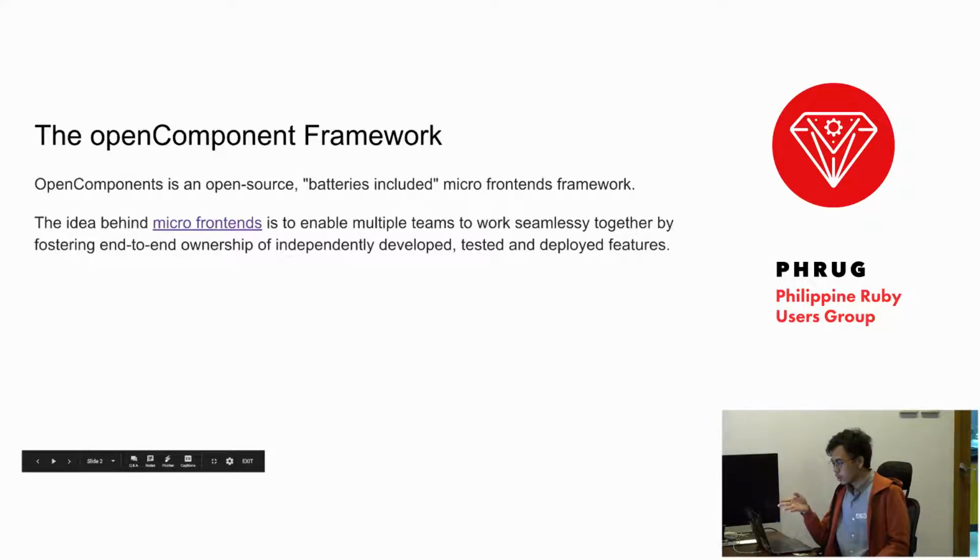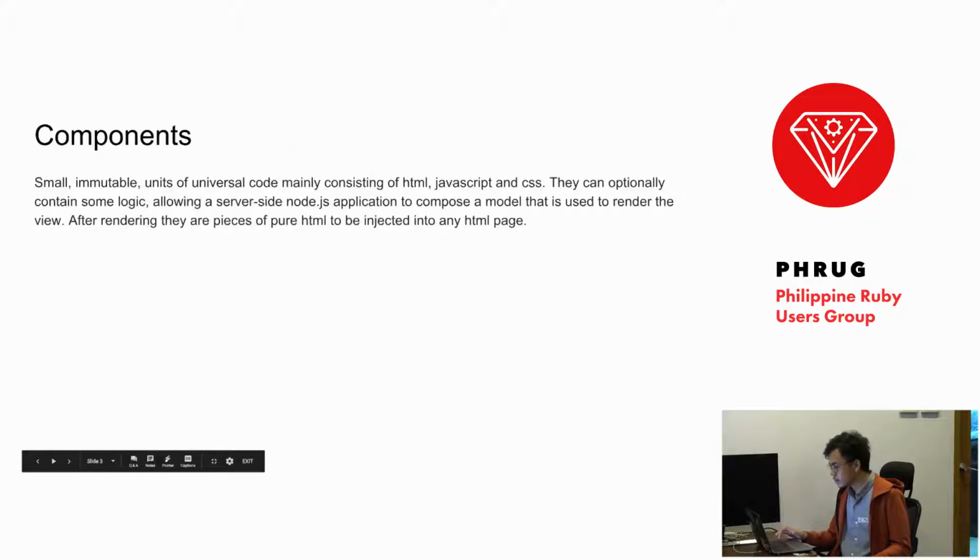So the website's description is here. openComponents is an open source, battery-included Microfrontend framework. The idea behind Microfrontends is to enable multiple teams to work seamlessly together by fostering end-to-end ownership of independently developed components. So that's the idea: to have a component that is running on its own, and you can easily inject it into any web app. This has three parts. The first part is the component itself. This is what you're gonna build.